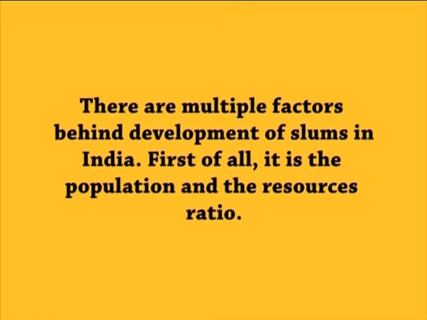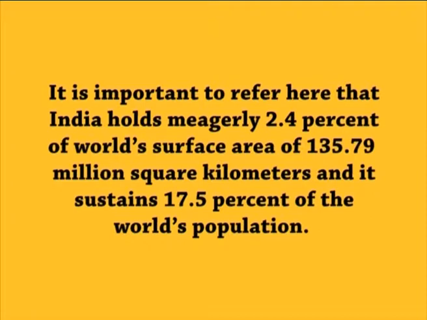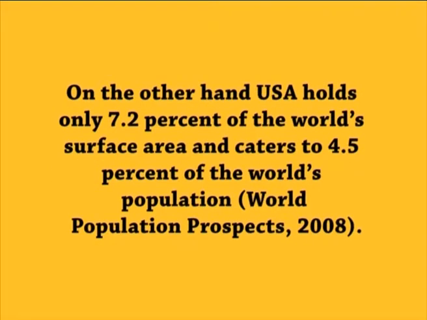First of all, it is the population and resources ratio. The resources available in India, including the land's capacity to regenerate the used resources, are far less than the number of people in need. It is important to refer here that India holds a meagre 2.4% of the world surface area of 135.79 million square kilometers, and it sustains 17.5% of the world's population. On the other hand, USA holds only 7.2% of the world's surface area and caters to only 4.5% of the world's population, as reported by World Population Prospects 2008.